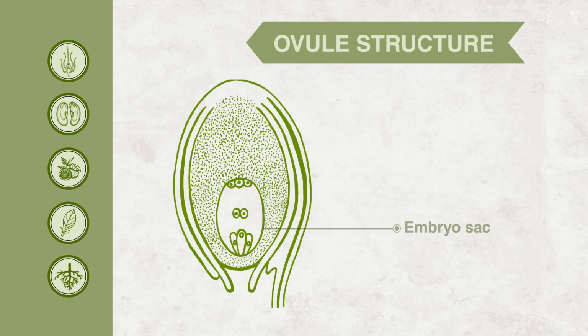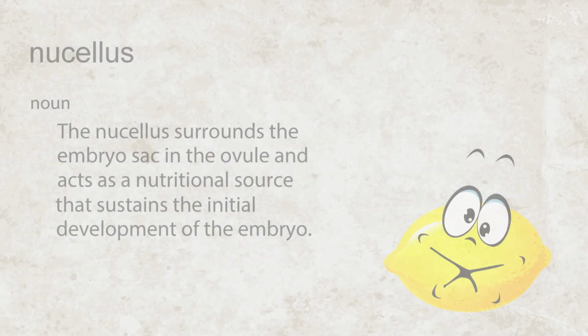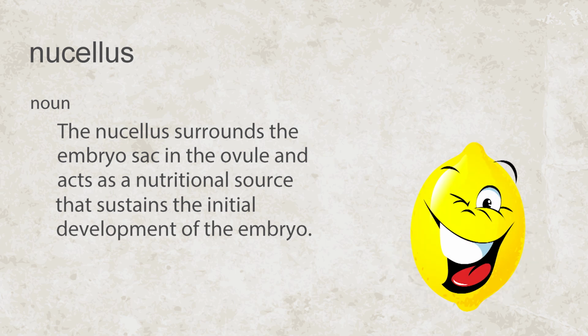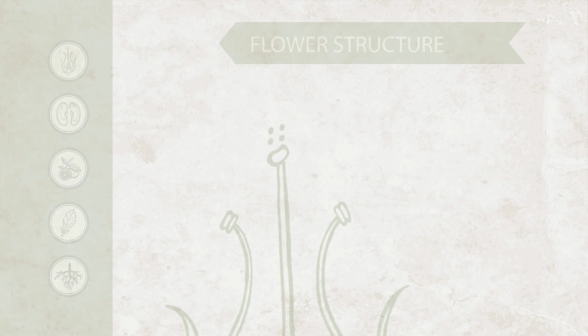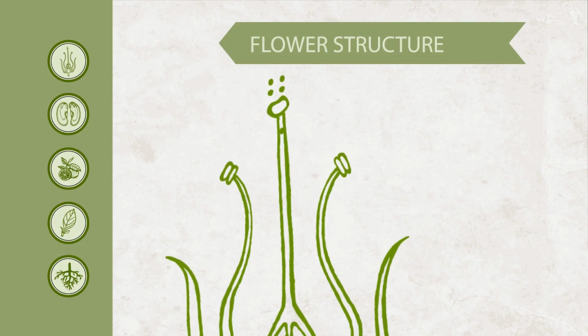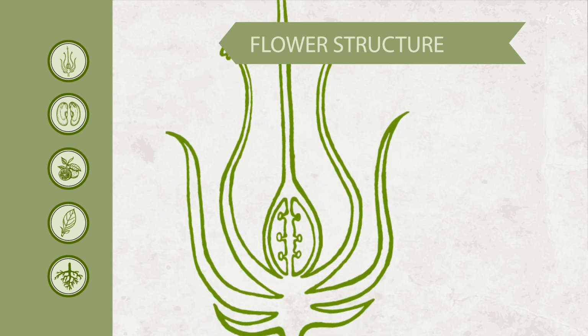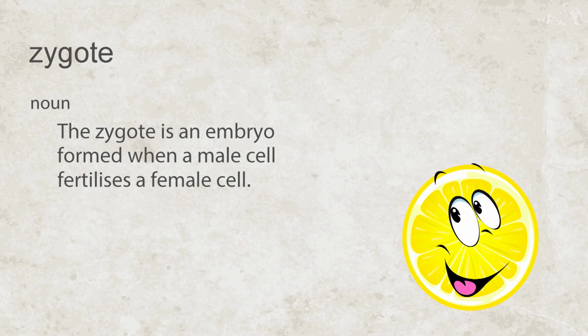In the ovule, the embryo sac is contained within the nucellus, which is surrounded by a membrane. The nucellus surrounds the embryo sac in the ovule and acts as a nutritional source that sustains the initial development of the embryo. When an embryo is made naturally in the plant by way of sexual fertilization, the fertilized ovum is called a zygote. A zygote is an embryo formed when a male cell fertilizes a female cell.